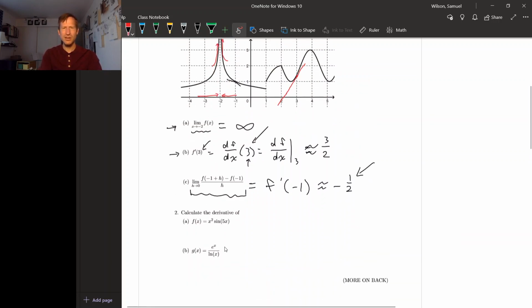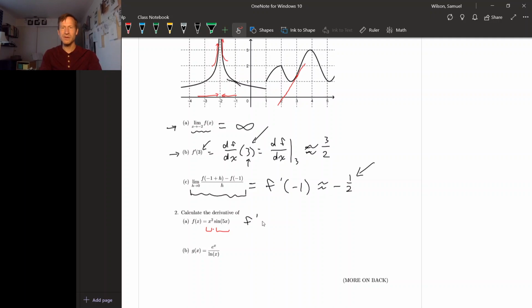All right, so for number 2, just calculating some derivatives. Whenever I go to calculate a derivative, the very first thing I do is figure out how this expression is put together. So this first part is x squared times sine of 5x. When you're taking a derivative, you work from the outside inwards. So the furthest operation outside is this multiplication.